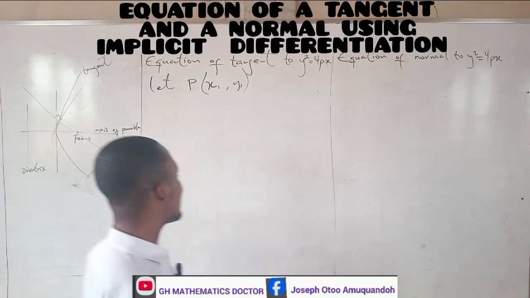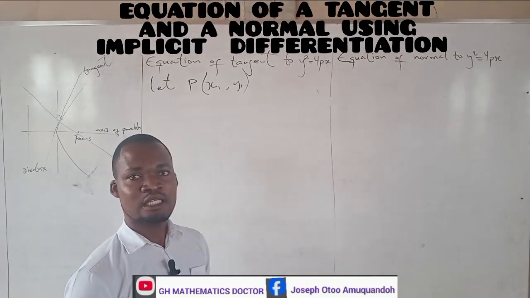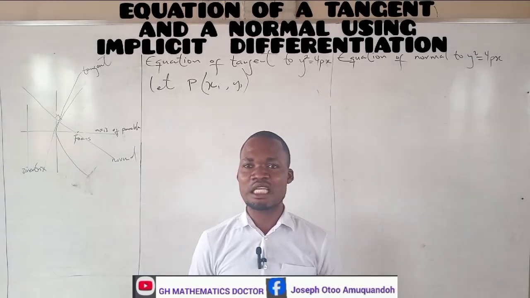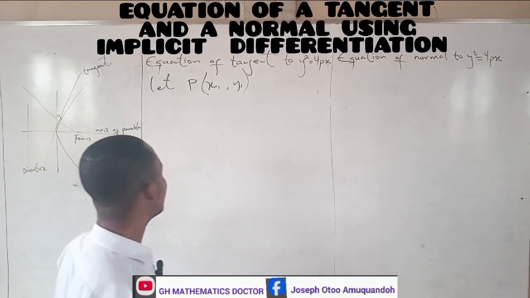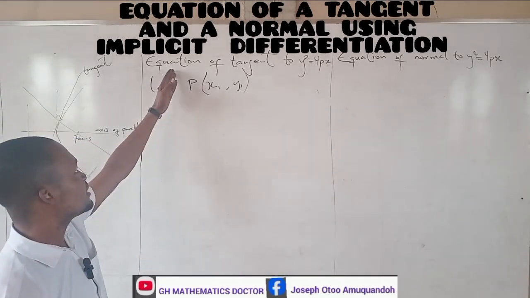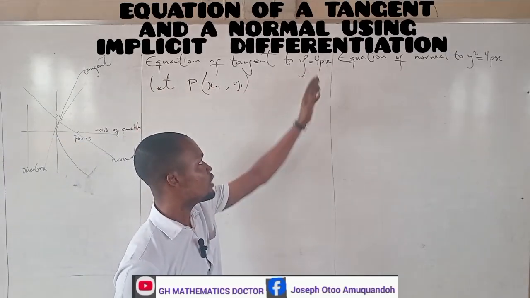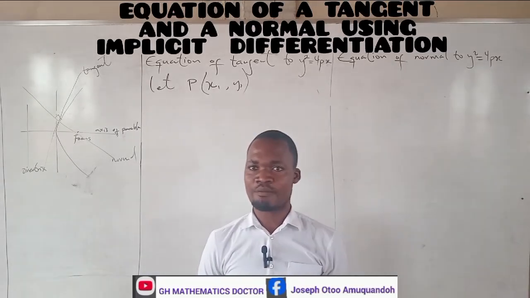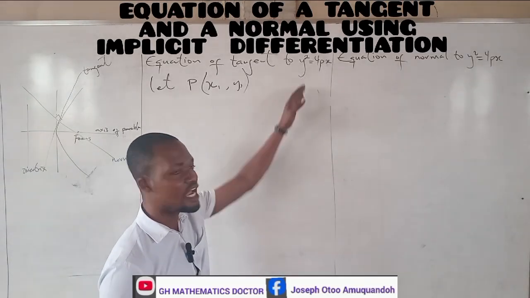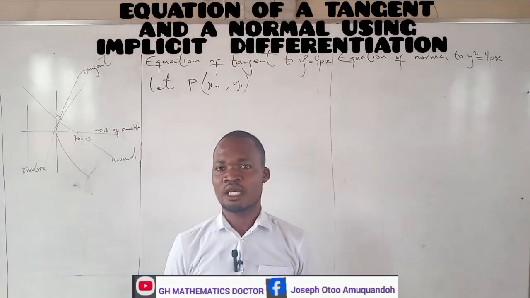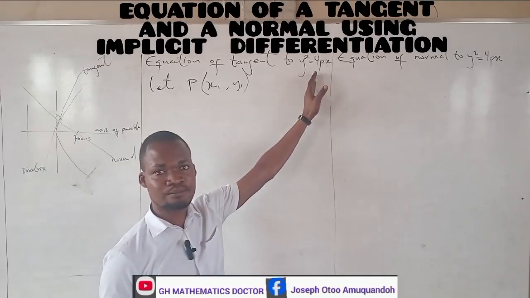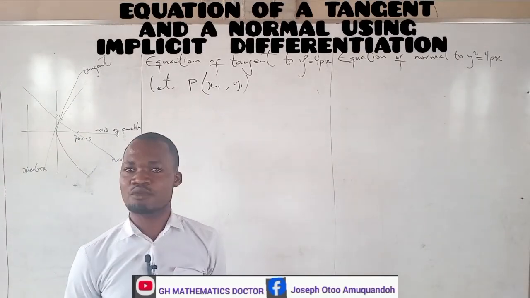So let's see how we can get the equation of a tangent. This time we are going to use implicit differentiation. First of all, you need to take this parabola, y squared equals 4px. This is one of the four basic equations of a parabola, and we are using it to derive the equation of a tangent. So we assume we have a point on this parabola. How would the equation be derived?